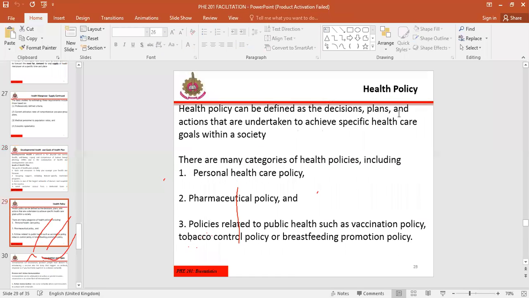Okay, now let's talk about health policy. Health policy, as we all know, is the decisions, plans, and actions that are taken to achieve specific healthcare goals within a society. For this, there are many categories of health policies. Here I've mentioned three of them, which include the personal healthcare policy, the pharmaceutical policy, and the policies related to public health, such as vaccination policy, tobacco control policy, breastfeeding policy, and a number of others like that.